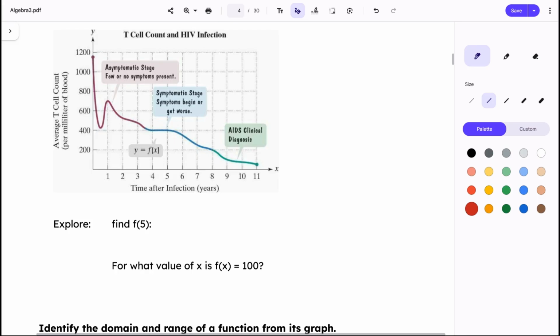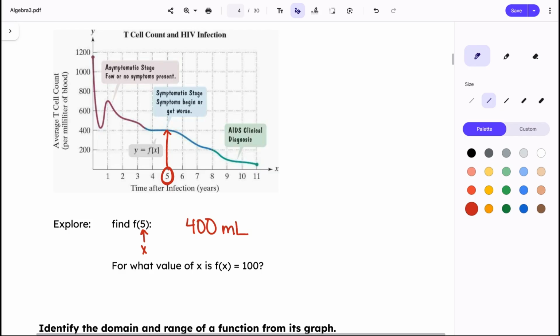Now 5, when it's placed into the parentheses like that, is representing your x. So this is representing the x coordinate right now. On your graph, you need to use the x-axis at 5 to figure out where it hits. So the 5 is right here. Where does it hit on that line up here? 400. Now it says average T cell count per millimeter, so this would be 400 per milliliter of blood.